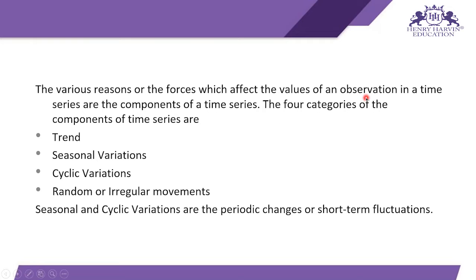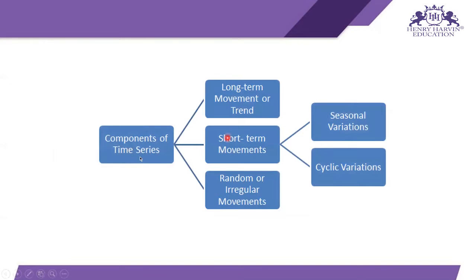So now let's move on to the next, which is the pictorial way, or you can say block diagram, of these components of the time series, where we have three components: long-term movement or trend, short-term movements, and random or irregular movements. The short-term movements are further divided into two subcategories, which are seasonal variations and cyclic variations.